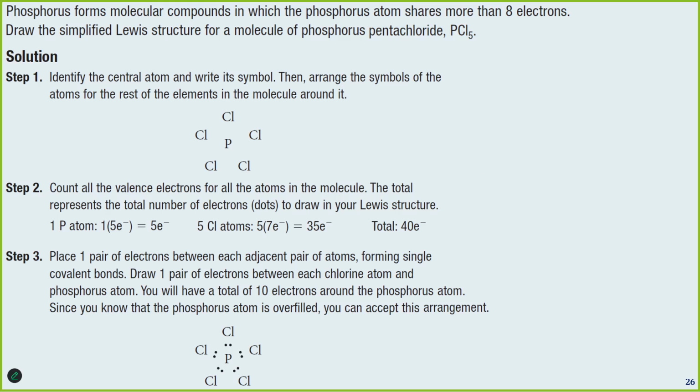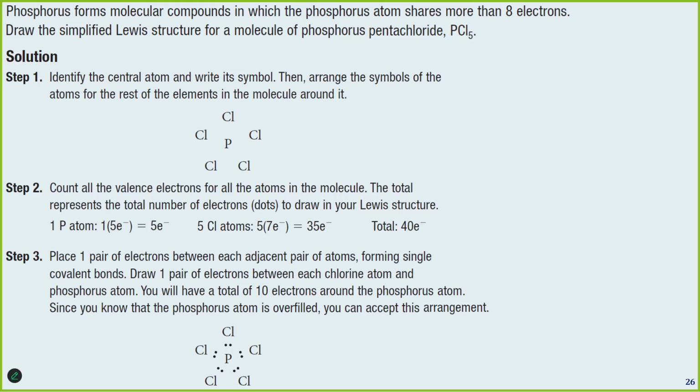So again, in the first step, we identify the central item and write the symbol. Then arrange the symbols of the items for the rest of the elements in the molecule around it. The central item in this case is the phosphorus atom. In step 2, we count all the valence electrons for all the items in the molecule. The total represents the total number of electrons to draw in our Lewis structure. So there are 40 electrons in total.